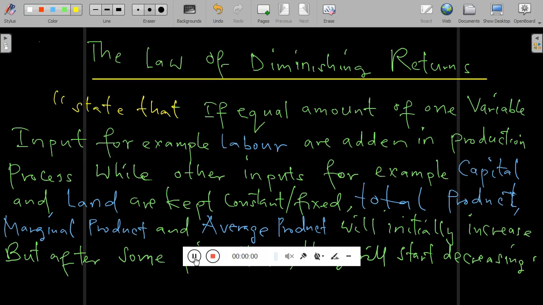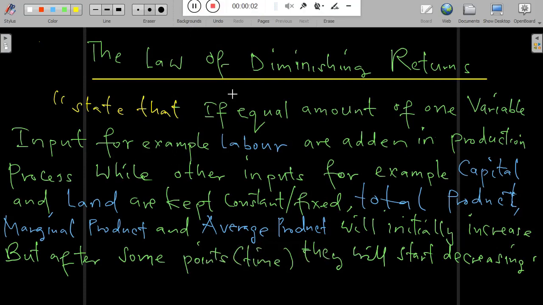So after understanding that, let's jump to the law of diminishing returns. The law of diminishing returns states that if equal amounts of one variable input, for example labor, are added in the production process, while other inputs, for example capital and land, are kept constant or fixed, total product, marginal product, and average product will initially increase, but after some point they will start declining.